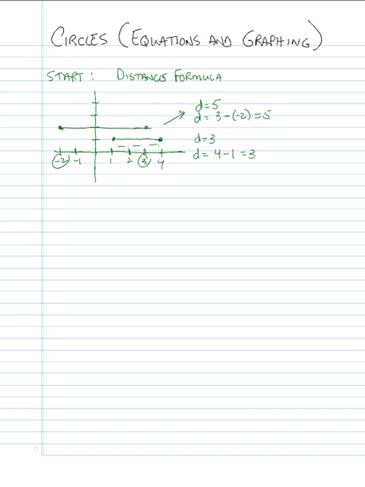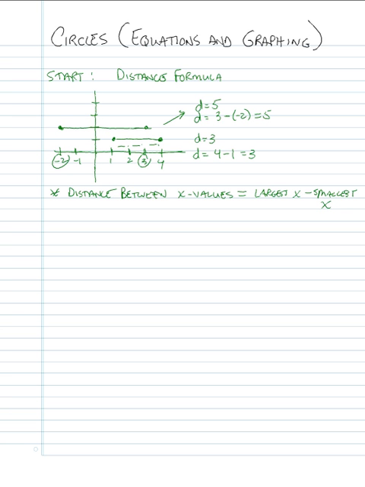So the distance between x values is the largest x value minus the smallest x value. Okay, I've kind of run out of space there.